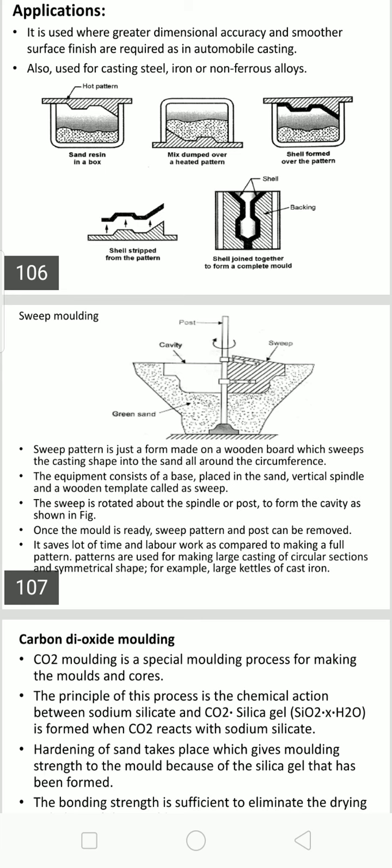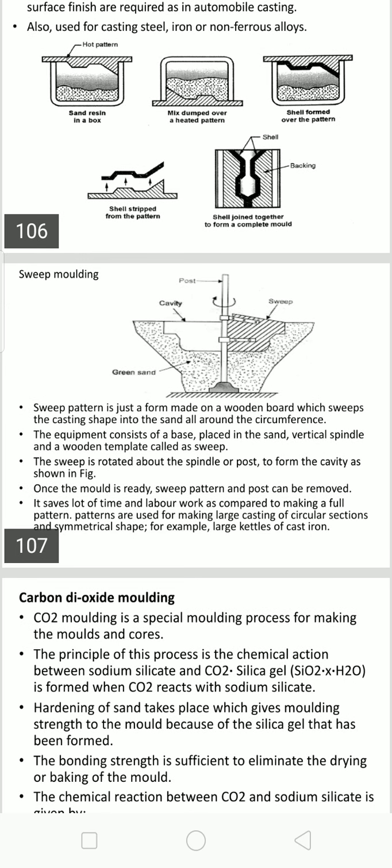Sweep patterns are used for making large castings of circular sections and symmetric shapes. For example, large kettles of cast iron, flywheels, and large gear blanks can be produced. Normally, symmetric circular castings can be produced with the help of sweep molding.